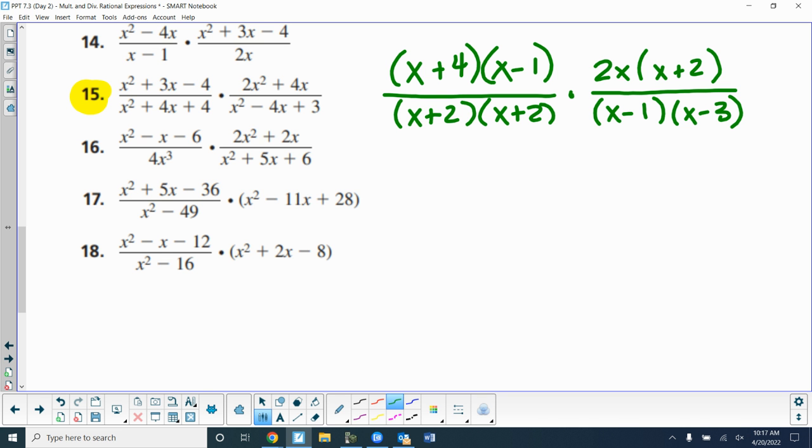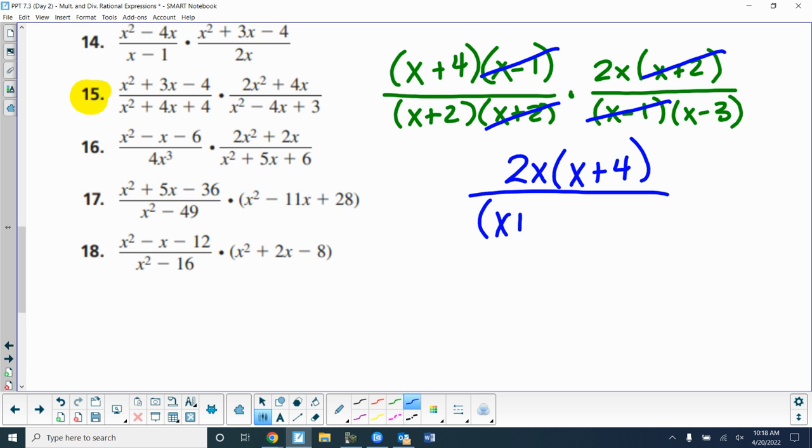One of the things you learned in Algebra 1 that you still need to be able to do in Algebra 2, and we've done a lot of these. Now we're looking for common factors. One in the top, one in the bottom. I see an x plus 2, x minus 1, and that's it, right? Nothing else will cancel out. So my numerator is the 2x and the x plus 4, and the denominator is x plus 2 and x minus 3.